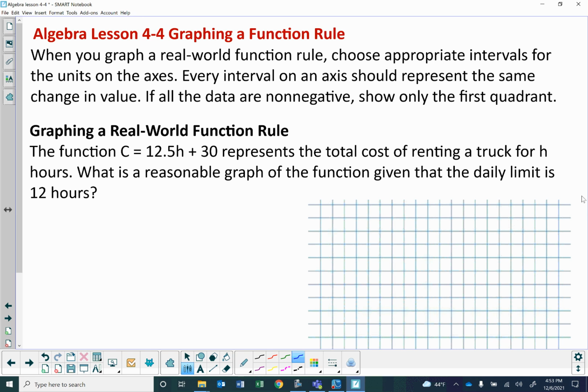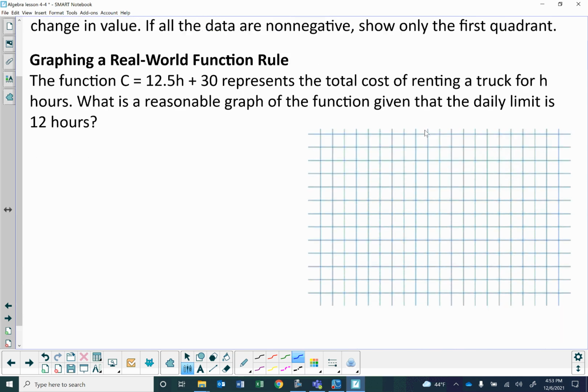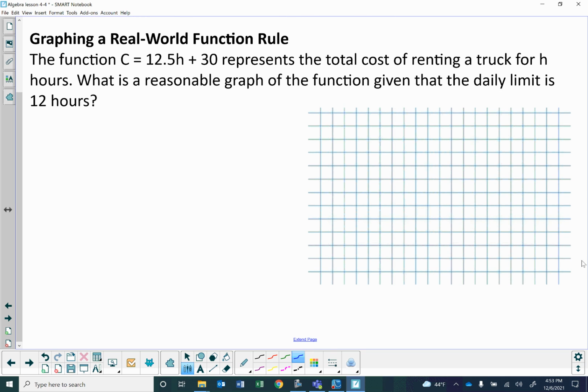All right, so let's graph a real-world function. It says, the function c equals 12.5h plus 30 represents the total cost of renting a truck for h hours. What is a reasonable graph of the function given that the daily limit is 12 hours? So the longest you can rent the truck is 12 hours a day. Okay, so that's the most number of hours that we need to use.